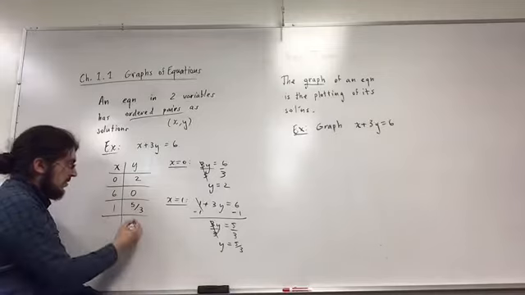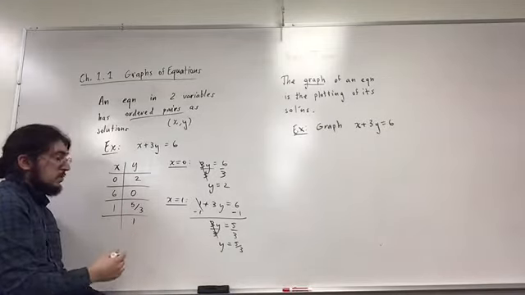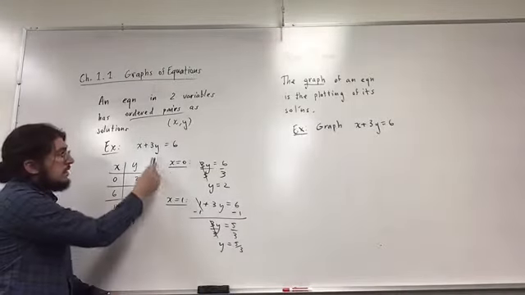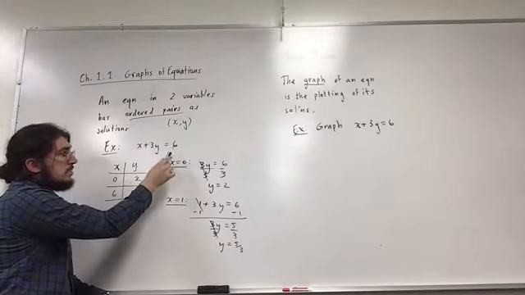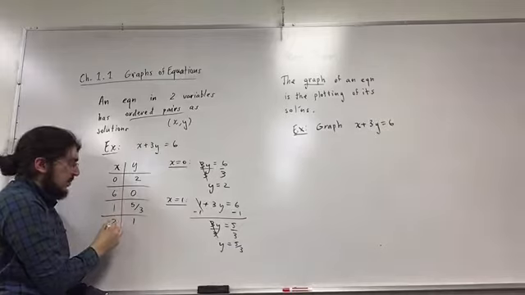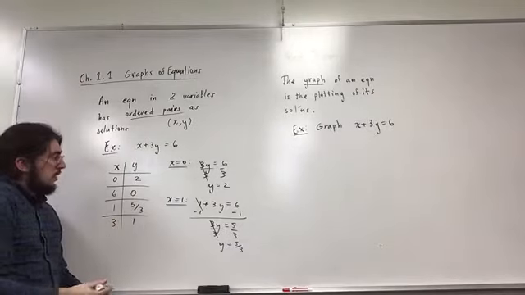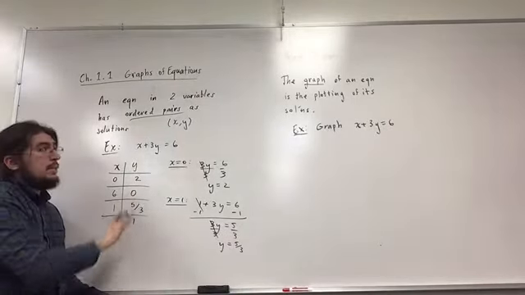The last thing I want to do, though, is plug in y equals 1, and we can kind of see that when y is equal to 1, this equation will become x plus 3 is equal to 6. So x would have to be 3 to make that work out. So we're going to take a look at these as ordered pairs and plot them in this next part over here.